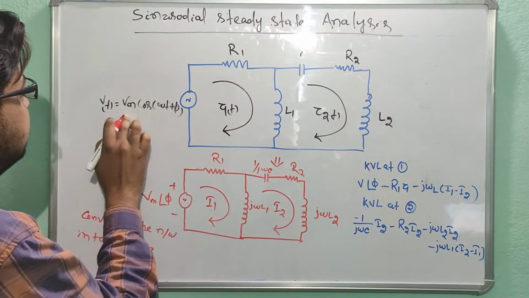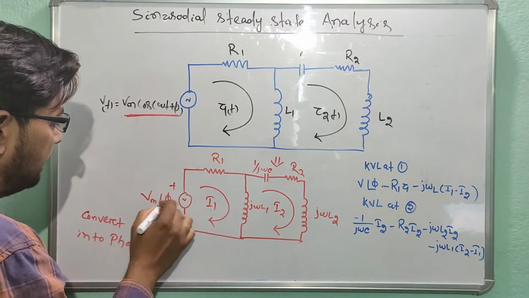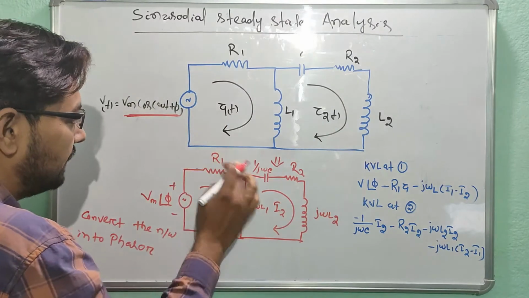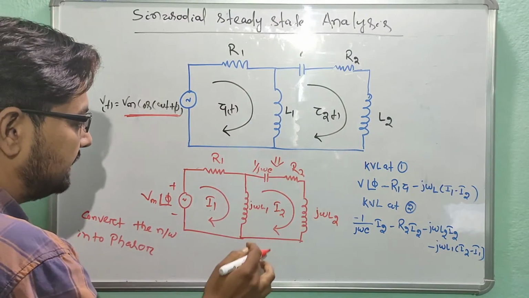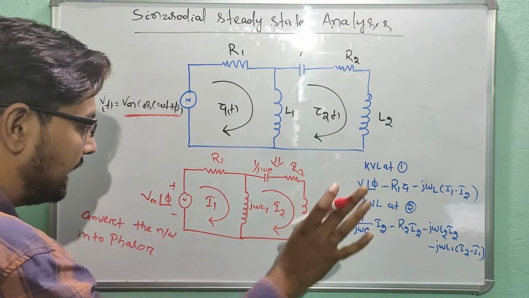So Vt is equal to Vm cos omega t. So what is my phasor domain? Vm at an angle phi, and this is my R1, this is R2, and C is converted to 1 by j omega C. L1 and L2 are converted to j omega L1 and j omega L2.